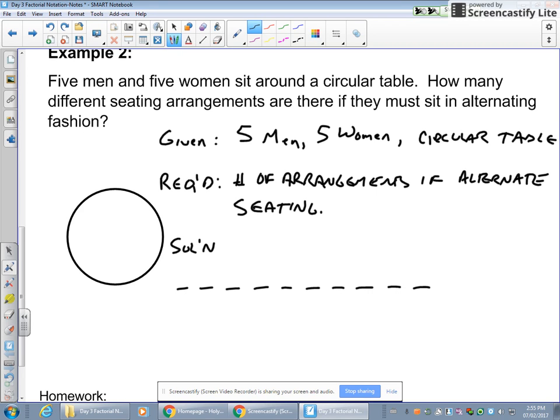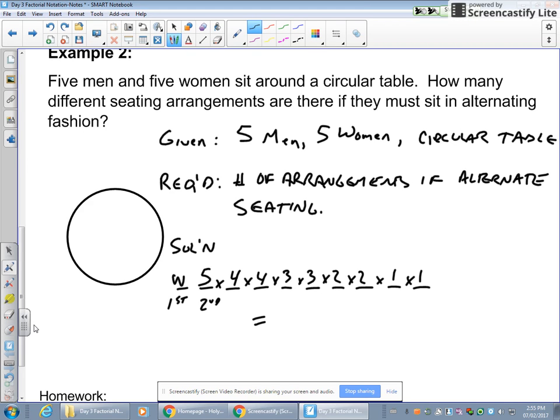We're going to lock one person. It doesn't matter if it's a man or a woman. Let's lock our first woman in place. That leaves in the second location, so this is our first location, in our second location, we have 5 men to choose from. We now have our third location. There are only going to be 4 women left, followed by 4 men left, followed by 3 women, followed by 3 men, followed by 2 women, by 2 men, 1 woman, 1 man. So those are the possibilities when we're looking at an alternate seating arrangement.